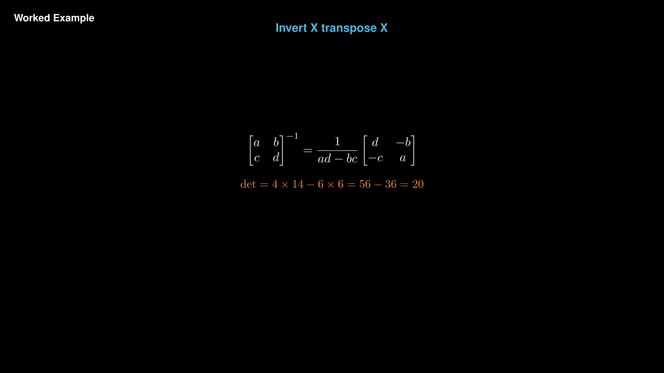Invert X transpose X. For a 2 by 2 matrix [a, b; c, d], the inverse is 1 over the determinant times [d, minus b; minus c, a]. The determinant is 4 times 14 minus 6 times 6, which is 56 minus 36 equals 20. So the inverse is 1/20 times [14, minus 6; minus 6, 4].